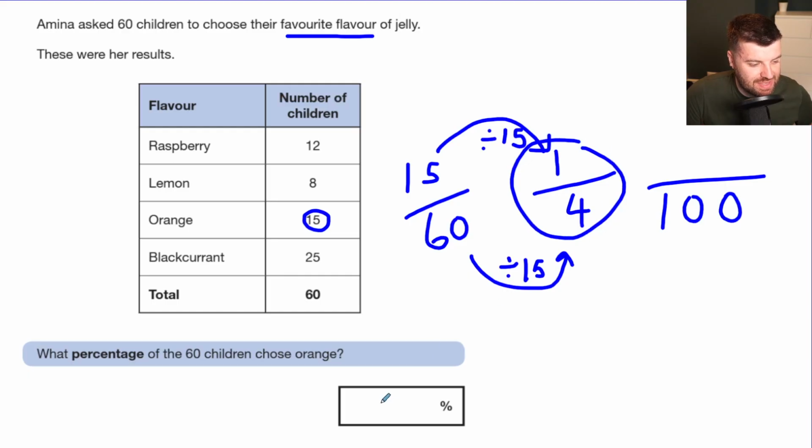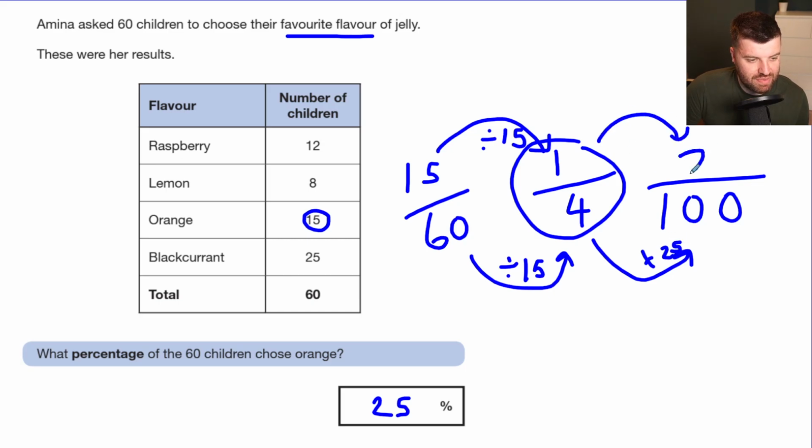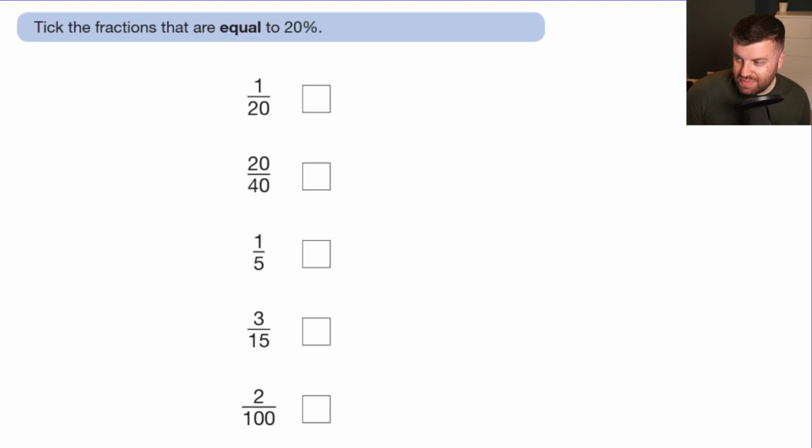Now look, the magic fraction. What's 1/4 as a percentage? You need to know this. It's 0.25 and it's 25%. So if you didn't know that, you could then jump up. 4 times 25 gets us to 100. Do the same to the top and we get 25 out of 100, which is quite clearly 25%.